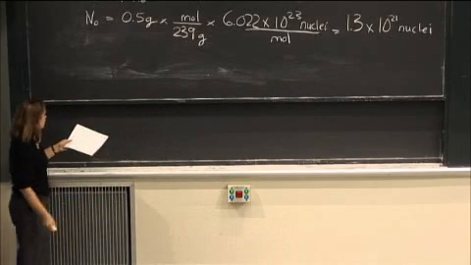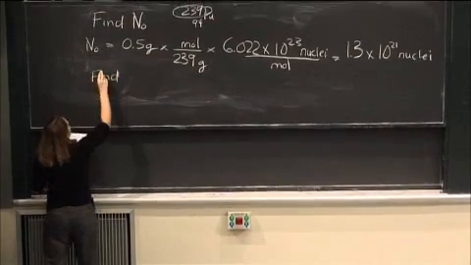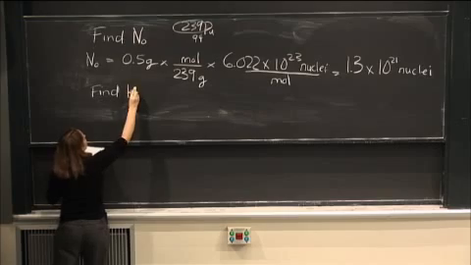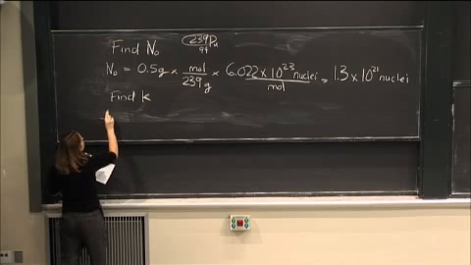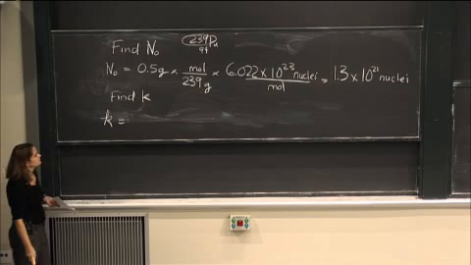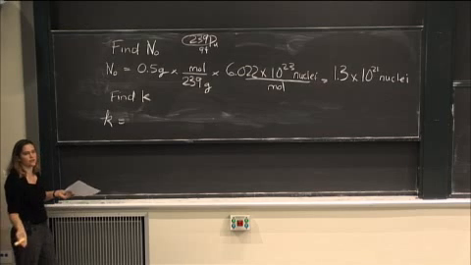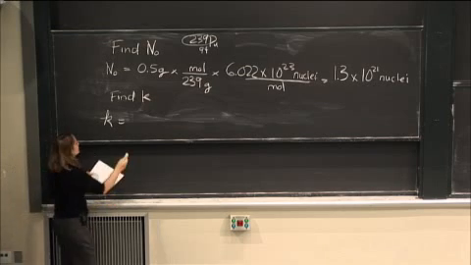The next thing we're going to want to do is find k. And k is our rate constant for decay, or our decay constant. So what do we know about k for a first order process? We know the equation for what? For first order half-life, right.